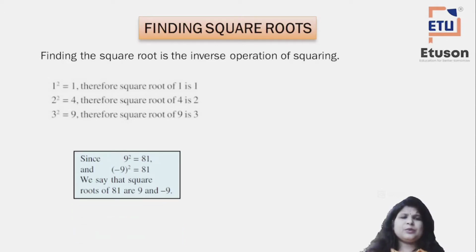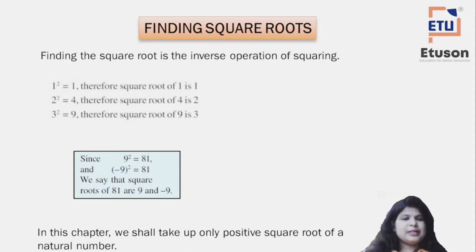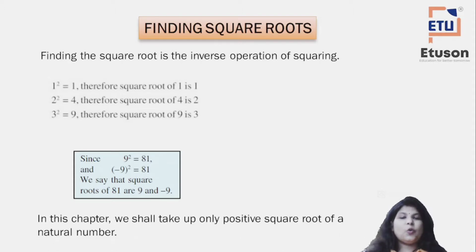Since 9 square is equal to 81 and also minus 9 whole square is equal to 81, we say that square root of 81 are 9 and minus 9. Correct? But in this chapter, we shall take up only the positive square root of a natural number, because in natural numbers, there is no place for negative integers. Correct or not?